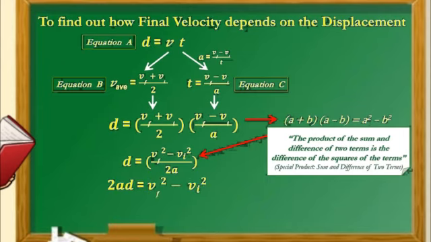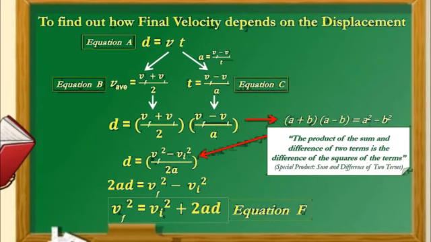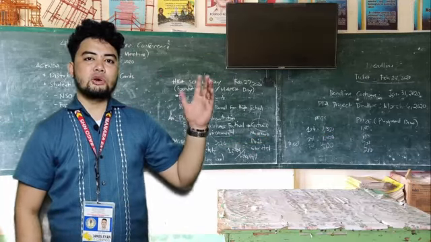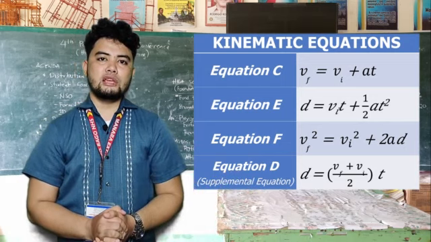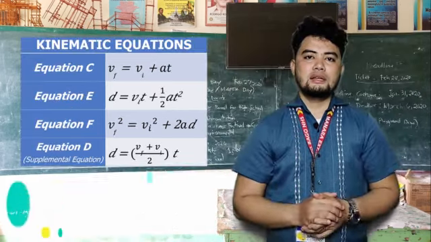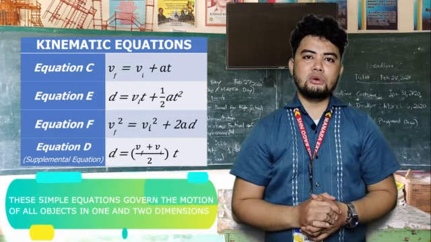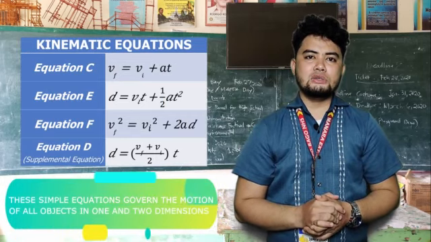Simplifying, we will get 2ad is equal to v sub f squared minus v sub i squared. Rearranging, we will get v sub f squared is equal to v sub i squared plus 2ad. And this is our equation F. These formulas are the fundamental kinematic equations we use in solving UAM. These simple equations govern the motion of all objects in 1 and 2 dimensions.